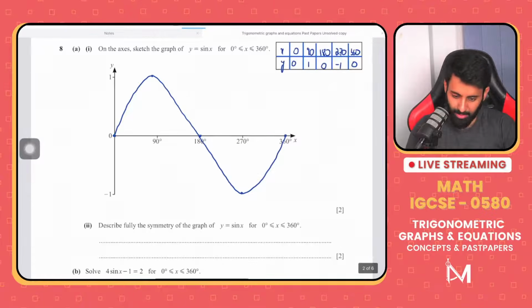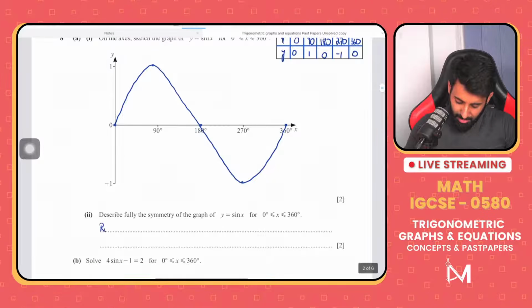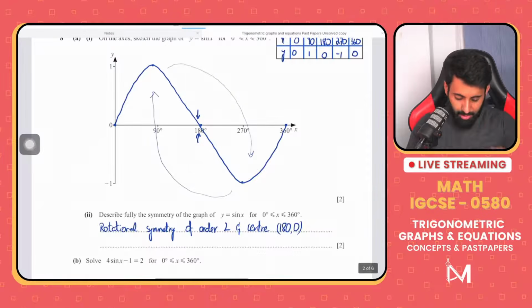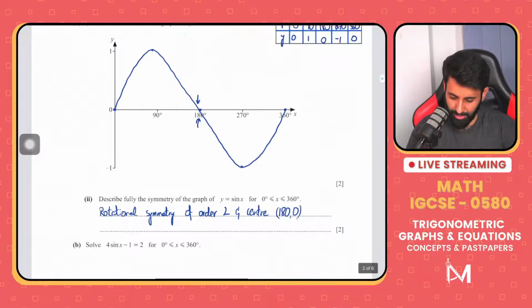Instead, think about rotational symmetry. So this curve has rotational symmetry of order 2. And what about the center? The center would be (180, 0). Here's your center right here. If you take this as your center and rotate it, then this part comes here and this part goes here in a 180-degree rotation, and if you rotate it another half, you will have the same curve all over again. So it has rotational symmetry of order 2 and the center is (180, 0).